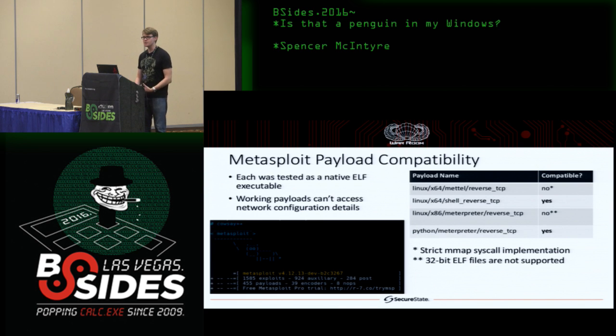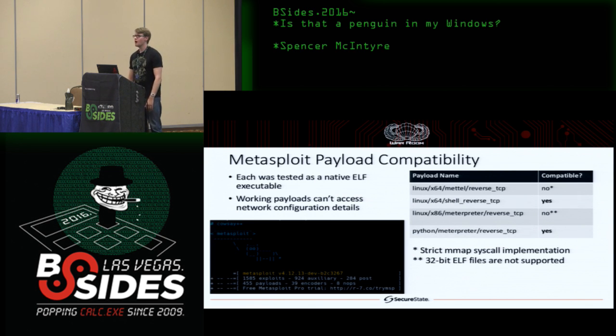Next up, the unstaged 64-bit shell worked just fine. So it was your typical reverse shell. You can use it, not Meterpreter, so not quite as good as you would hope. The 32-bit version of Linux Meterpreter, there is no 64-bit version of Linux Meterpreter. And like I said, the WSL system only supports 64-bit ELF executables, so the 32-bit one is, of course, not going to work.